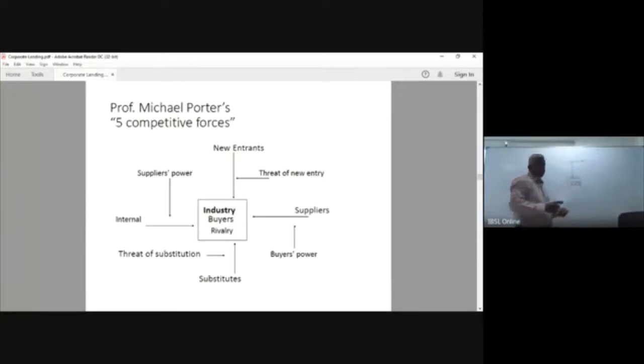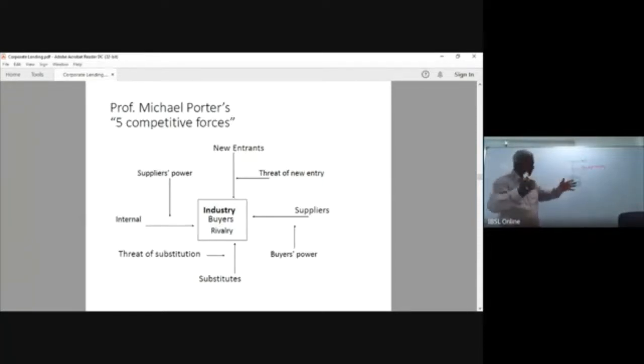New entrants. We call it threat of new entry. Threat of new entry, new entrants. This is another force. So the competition within the industry is governed by these forces.